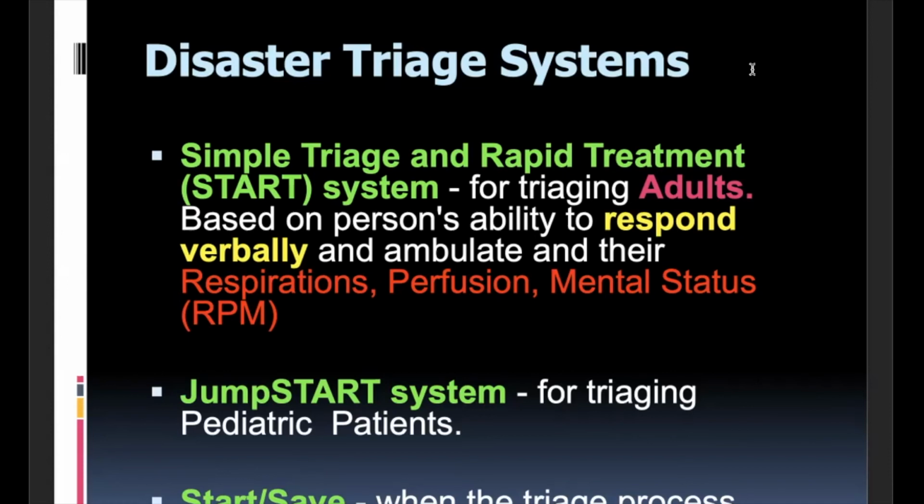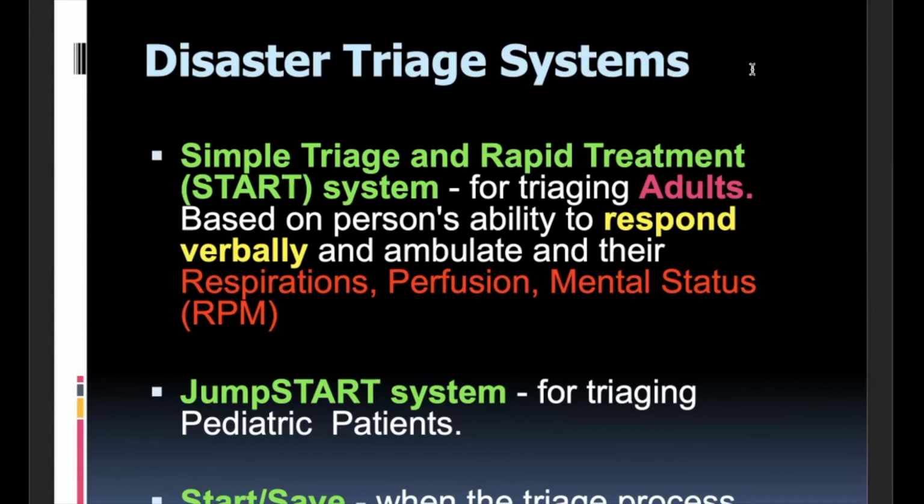So we have your simple triage and rapid treatment, or the START system for triaging the adults. This is based on a person's ability to respond verbally, if the patient can actually talk or communicate and ambulate, and per your RPM, or respiration, perfusion, and mental status. Okay, you need to see figure 22.2. Not that one, that is the jump start. This one is the start.